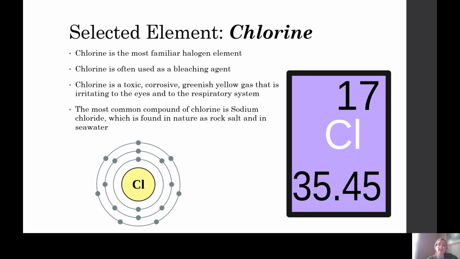Chlorine is probably the most familiar halogen element. It's often used as a bleaching agent. We know it in our swimming pools. Chlorine is a toxic, corrosive, greenish yellow gas that is irritating to the eyes and to the respiratory system. The most common compound of chlorine is sodium chloride, which is found in nature as rock salt and in seawater. We know it as table salt.